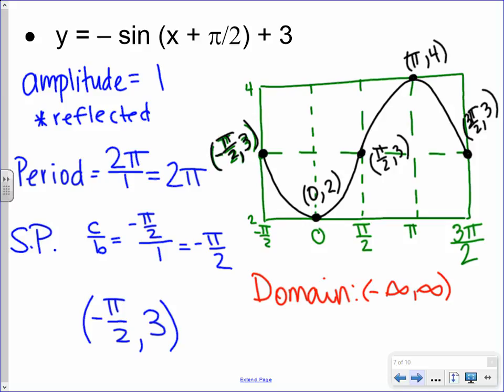All right, the range. Maddie, what's our range? 2, 4. Brackets or parentheses? Brackets. Okay, and how did you get the 2 and 4? Because that's what we have on our graph. Okay, our frame stretches from a y of 2 all the way to a y of 4. That's our range. Okay, so your frame is going to give you your range, which is nice.